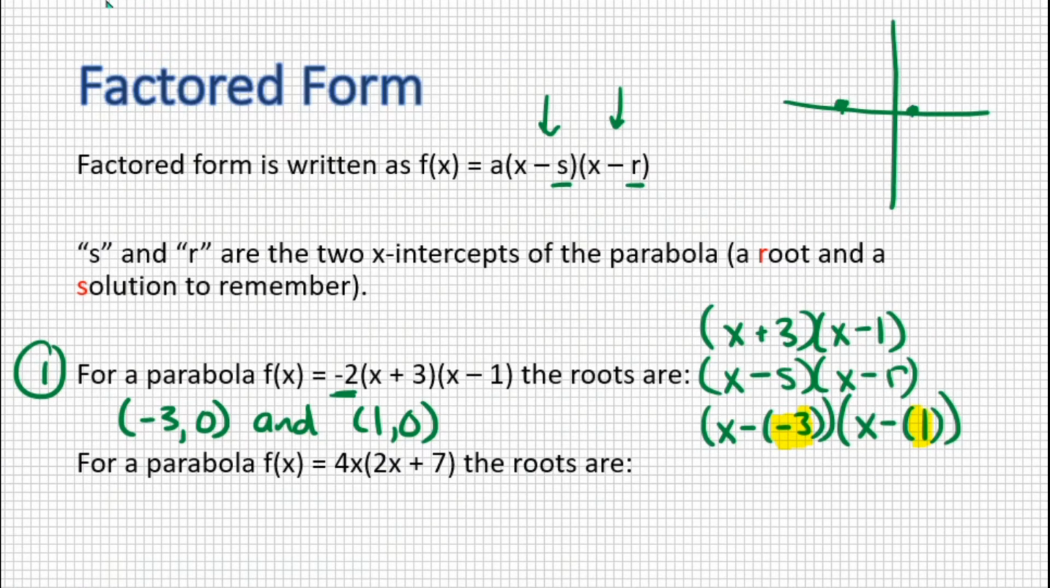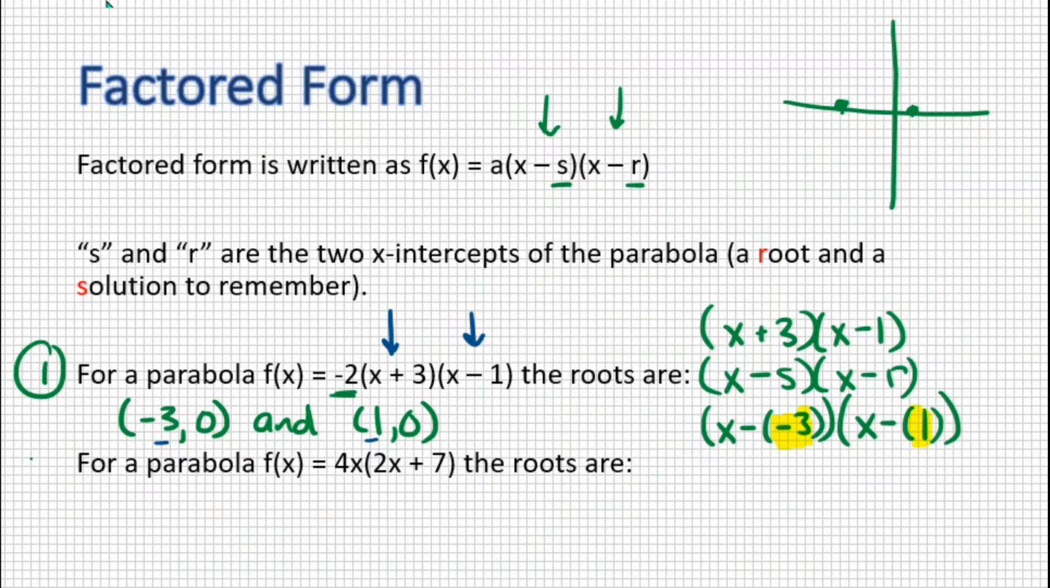I just tell people, look at what's in the brackets, change the sign. So if you see x plus 3, you change it to a -3. If you see a -1, you change it to a +1. And that gives you your two actual roots that go onto the graph.